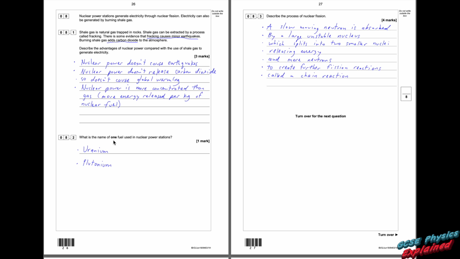Part 2. What is the name of one fuel used in nuclear power stations? Right, it's always the same. It's either uranium or plutonium.